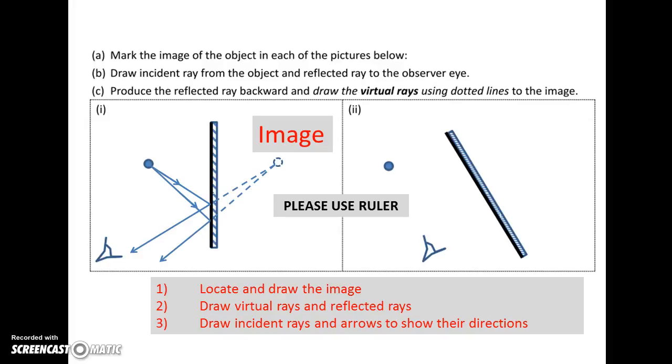What about the diagram on the right hand side? First, you have to find the image, mark it, and then draw the reflected ray and virtual rays. Reflected rays and virtual rays again. And lastly, finish with the incident rays.